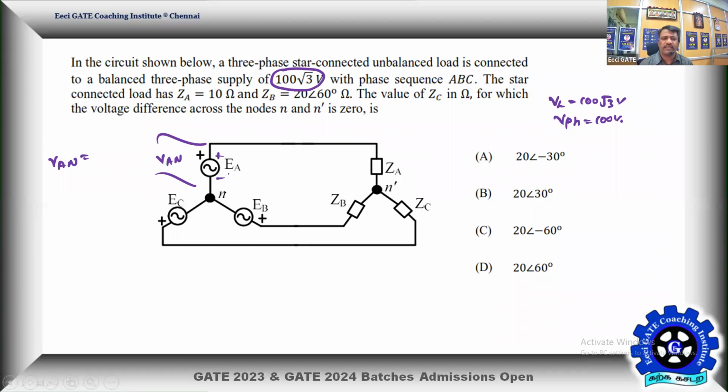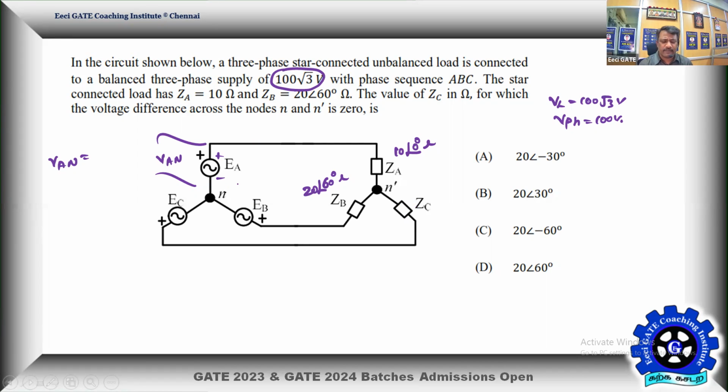He has mentioned that the three-phase star connected unbalanced load is connected to a balanced three-phase power supply. What is the next point? The star connected load ZA is equal to 10 ohm. This is purely real, but still you can take it in polar form, 10 angle 0 degree ohms. ZB is given as 20 angle plus 60 degree ohms. That's inductive.